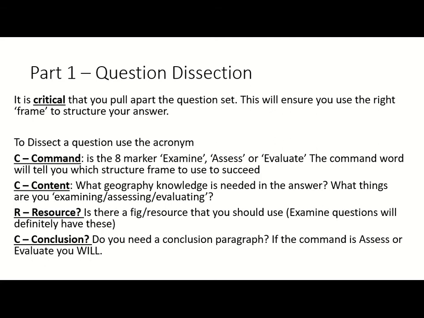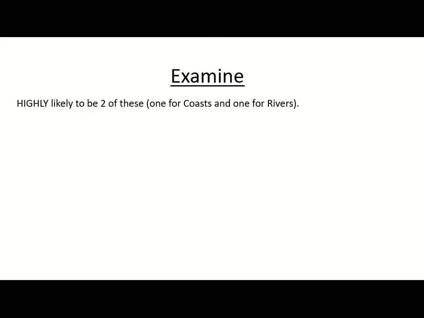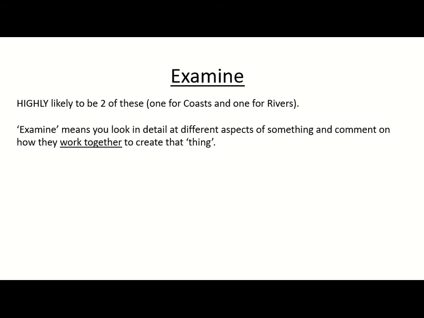So to begin with, we'll look at examine questions. There is very, very high likelihood that it'll be two of these throughout the papers. It'll probably only be those two, and they will appear in coasts and rivers, which is the very first section of paper one. So if you're examining something, it means you're looking in lots of detail at the different aspects or parts of something, and you're commenting on how they all work together to create an overall thing.